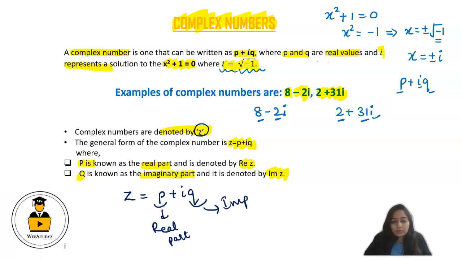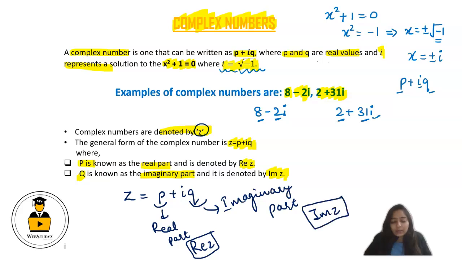Sorry, this is the imaginary part. So we can write the real part as Re Z and the imaginary part as Im Z, and the imaginary part is the part that is with iota and the real part is the part that is without iota. So this is all about the complex number.